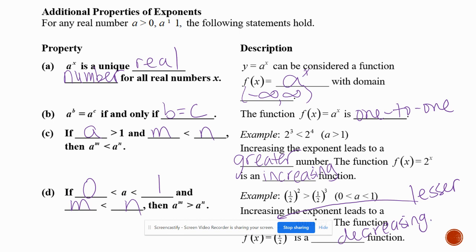So this is an overview of everything that we're going to talk about today. How we can solve exponential functions by making like bases, and then the graphs of the exponential functions, how they're increasing or decreasing depending on what their base is, and that their domain is always going to be negative infinity to infinity.